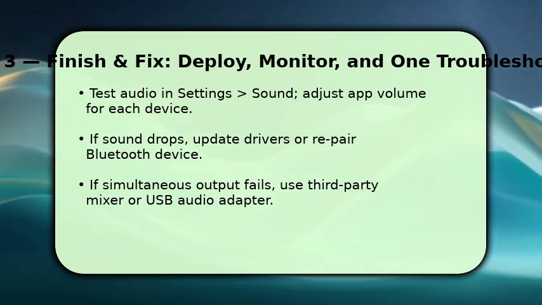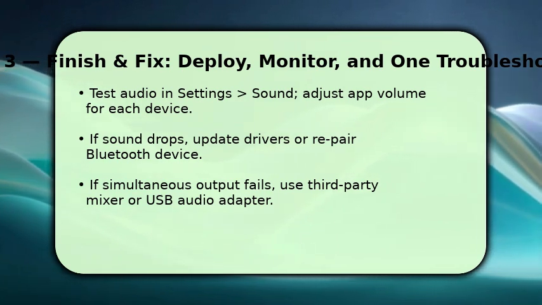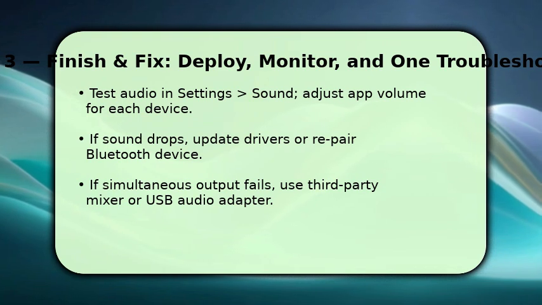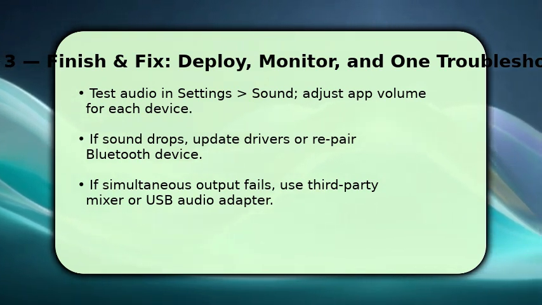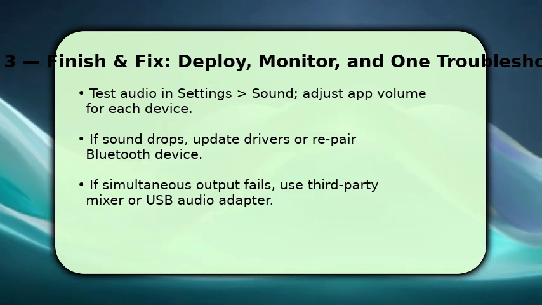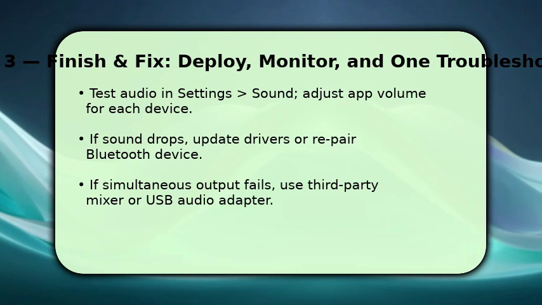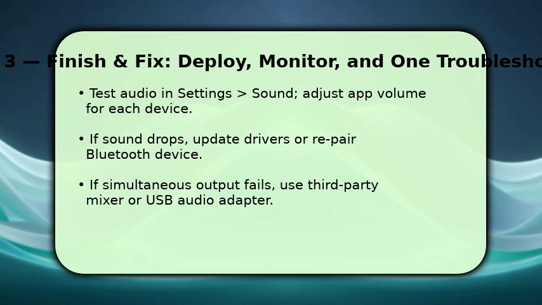If audio cuts or latency appears, update Bluetooth and audio drivers, then repair the headset. If simultaneous output still fails, use a third-party virtual audio cable or a USB audio adapter to force dual outputs. Troubleshooting tip: restart audio services and check Bluetooth signal interference before changing hardware.